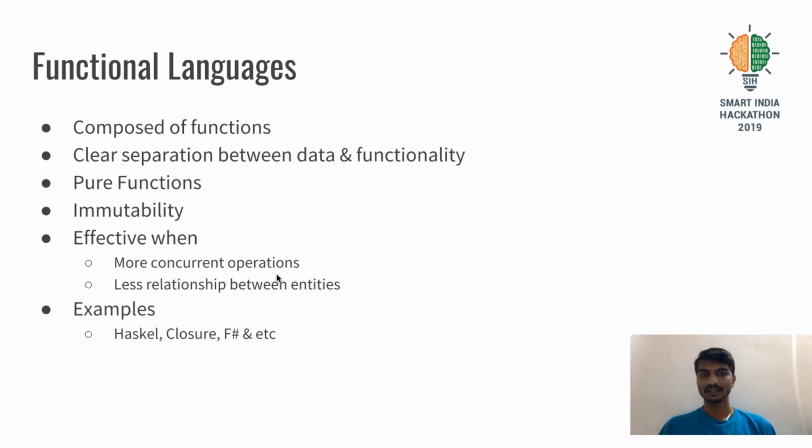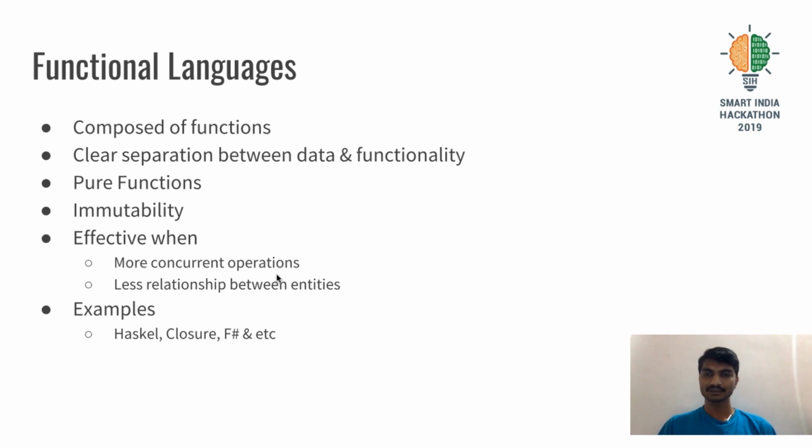Another important property of functional languages is immutability. Immutability is like resistance to change. In functional languages, there are no variables at all. You cannot change the properties of your data. So that's what immutability is.